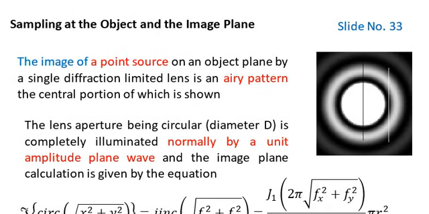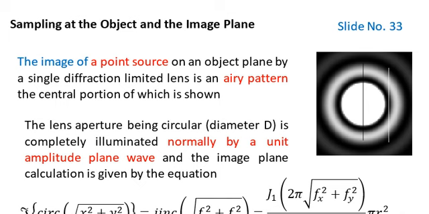Sampling at the object and image plane. This is a very important topic, because without understanding it we cannot do any calculations, because the sampling is very important. Consider the image of a point source located on an object plane, and we have an optical system through which the image is created, where a single diffraction limited lens is used to create the image.